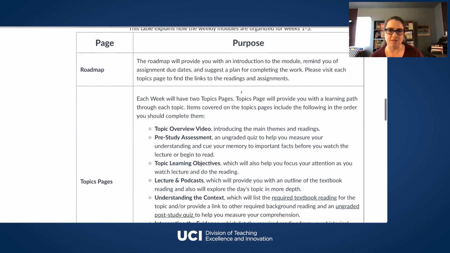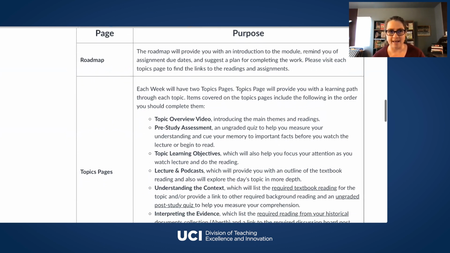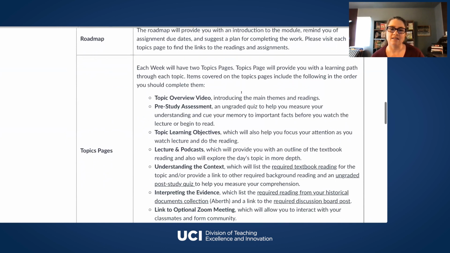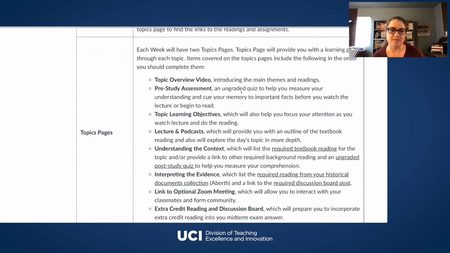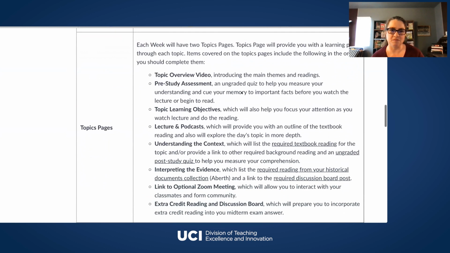So I'm really excited that this was able to work, and also really excited about how we were able to structure weeks 1 through 5 so that the students were covering 2 topics a week, but in a very active and kind of step-by-step way, especially by the way we organize the topic pages.